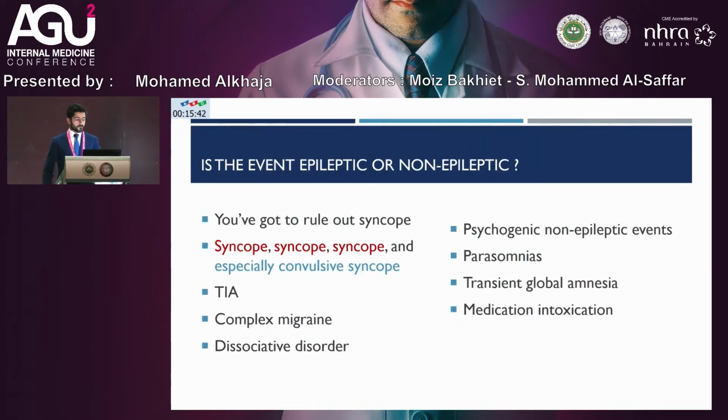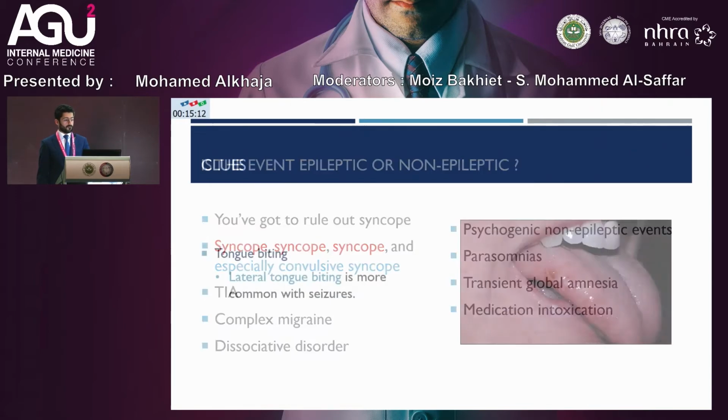Now, we said syncope is the commonest thing you're going to encounter, and believe me, syncope is a big headache for us. And many times you will have convulsive syncope. So you've got to differentiate between a convulsive syncope and a seizure. And I'm going to tell you how to do that. Other differentials: TIA, complex migraine, dissociative disorder, psychogenic non-epileptic events, parasomnias, transient global amnesia, and medication intoxication.